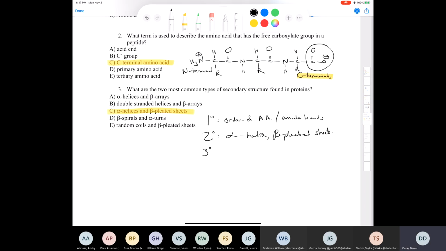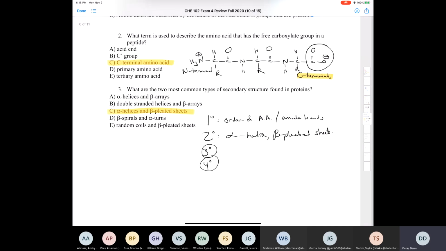Right, and then tertiary and quaternary structure were the result of hydrogen bonding, hydrophobic interactions, salt bridges, and disulfide bonds, right? And that was when we had the folding in of our amino acid, right, is the tertiary structure. And when we have two or more proteins with the tertiary structure, rather, that's when we have quaternary structure.